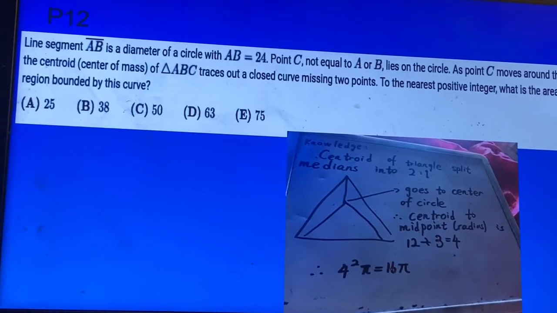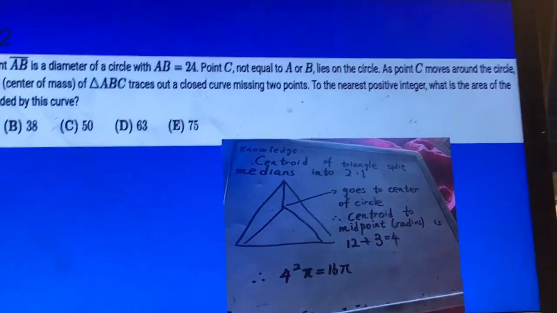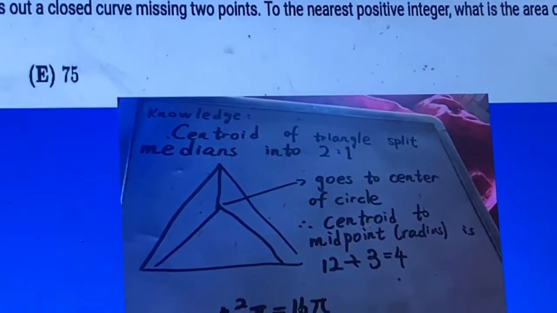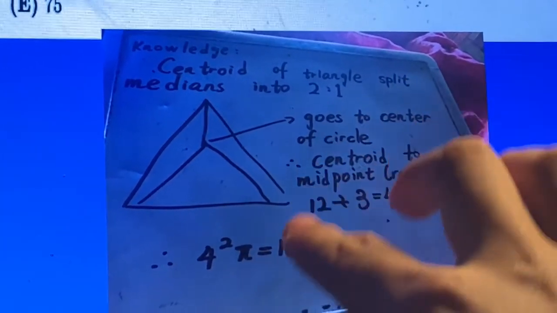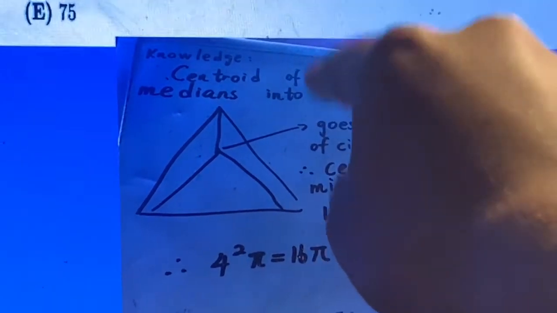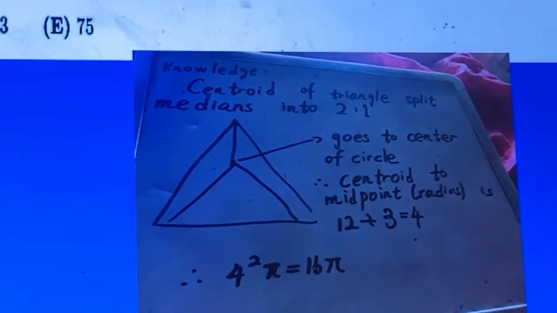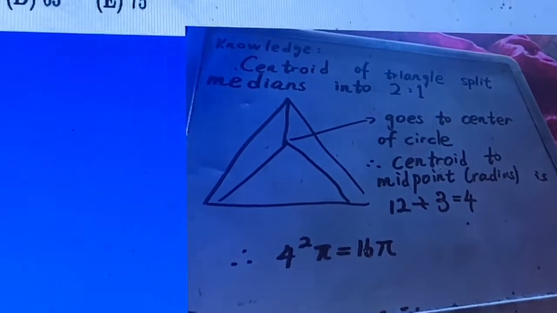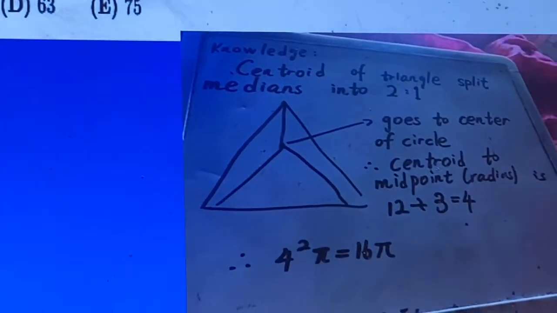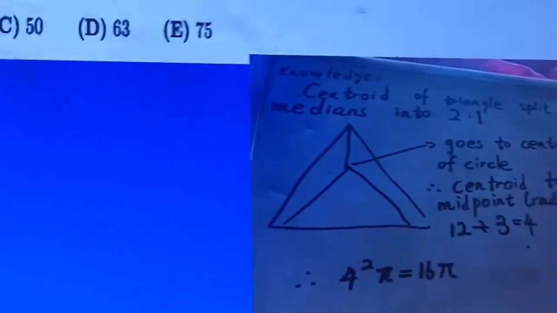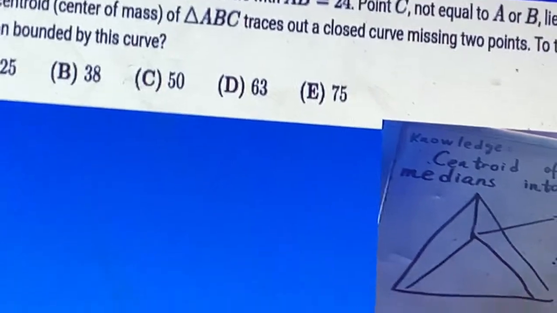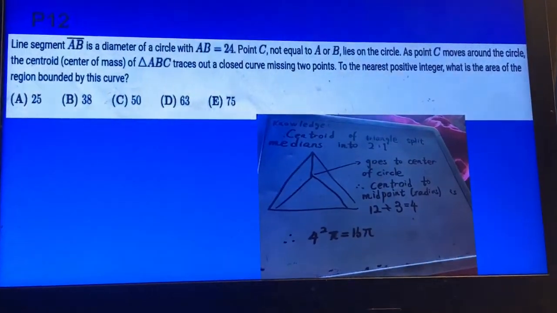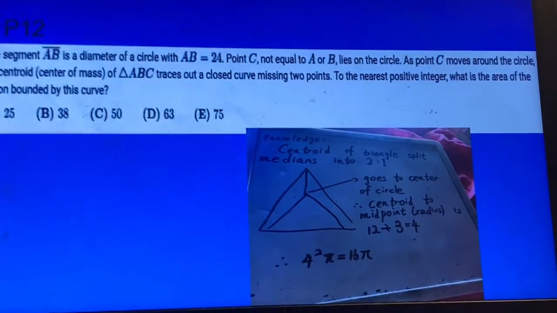Centroids of the triangle split medians into 2:1. This is the knowledge that we should remember. So we know that centroid to midpoint, another rule. And we use this, we are able to get 24 divided by 2 is 12, which is the radius. And 12 divided by 3 is going to be 4, which is the radius of the centroid's path. Yes, the correct one we are going to find. And we use 4 squared pi. The final radius, 4 squared pi is 16 pi, which is approximately equal to 50.